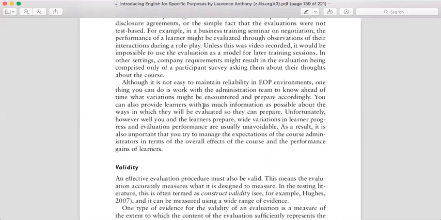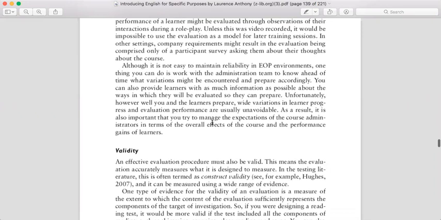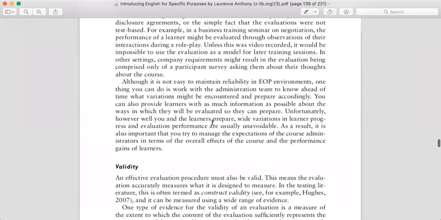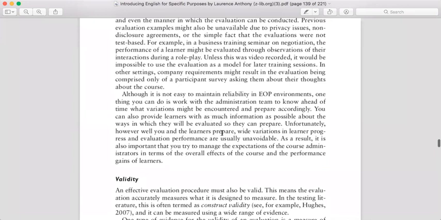One thing you can do is work with the administration team to know ahead of time what variations you might encounter. Okay, you can reduce the variations, but of course you cannot eliminate them completely. Okay, so this is related to reliability. How can you increase the reliability? How reliability attainment is easier in EAP setting and not really easy in EOP environment. And we have done the reasons for it.